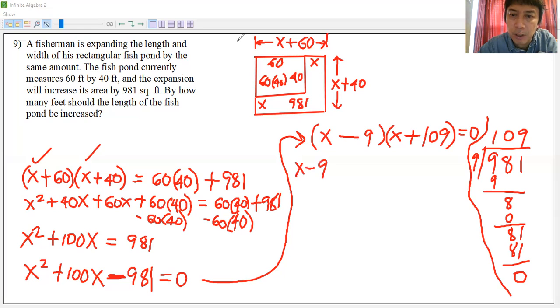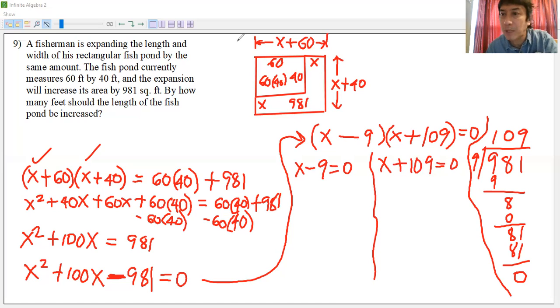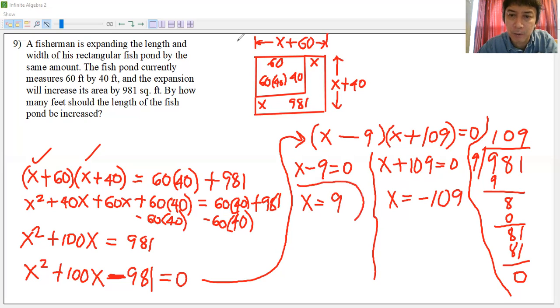There. Okay, after which we will equate each factor to 0 to solve for the x. X minus 9 equals 0. And then x plus 109 equals 0. We will have one positive answer and one negative answer. Again, we will have to reject any negative answer here. We're talking about a fish pond length and width, or part of it. Okay, so therefore we will accept the 9.